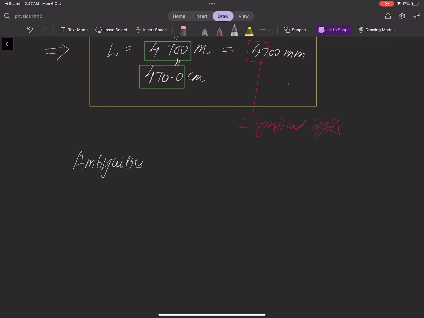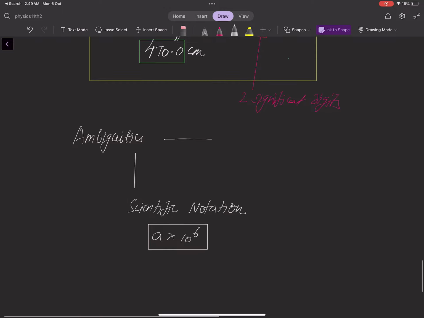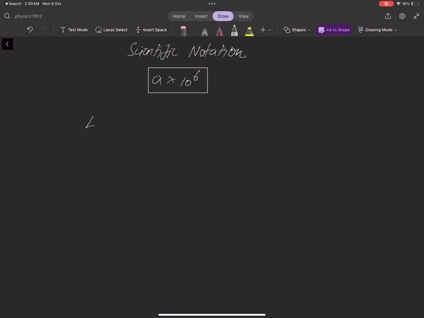The best way is to report every measurement in scientific notation in power of 10. So we have to make it in scientific notation, a into 10 to the power b. This is the notation which we have to consider. Now let's see how we can write this. 4.700 meter can be written as 4.700 into 10 to the power 2 centimeter.